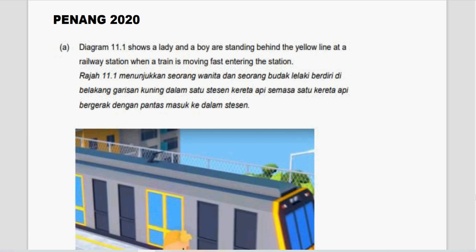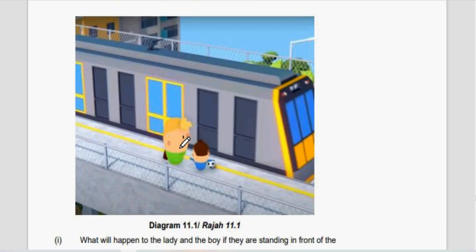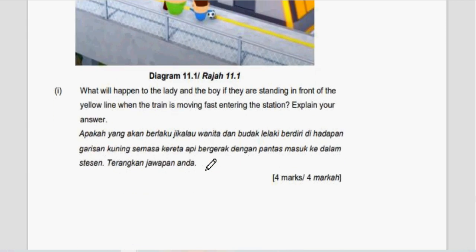Okay, last one, Penang 2020. So diagram shows a lady and a boy standing behind the yellow line at the railway station where train is moving fast entering the station. Lady and the boy, okay, di belakang garis kuning. So what will happen to the lady and the boy if they are standing in front of the yellow line when train is moving fast entering the station? So explain your answer. This is a 4 marks question.